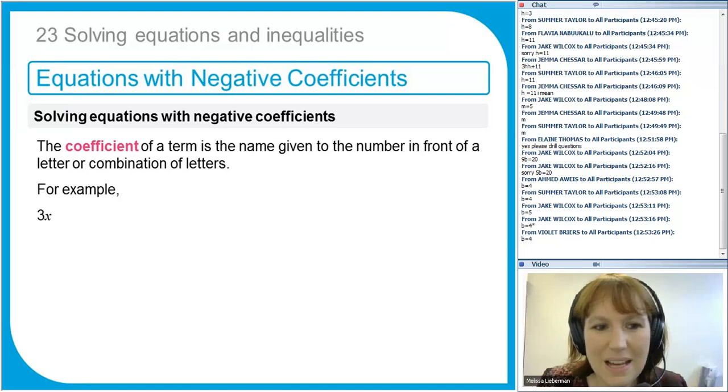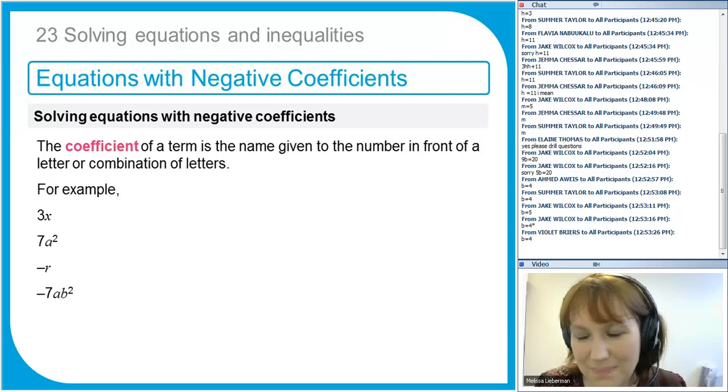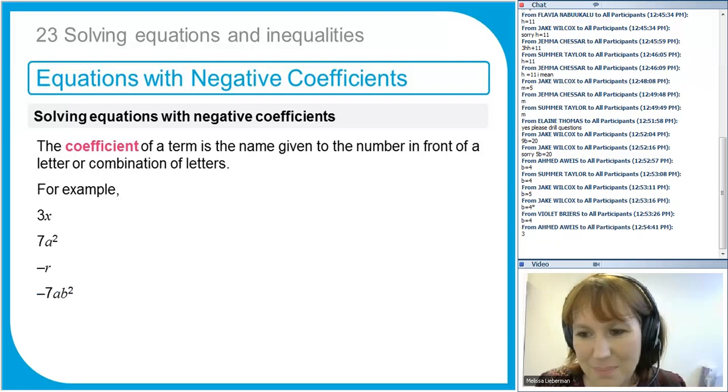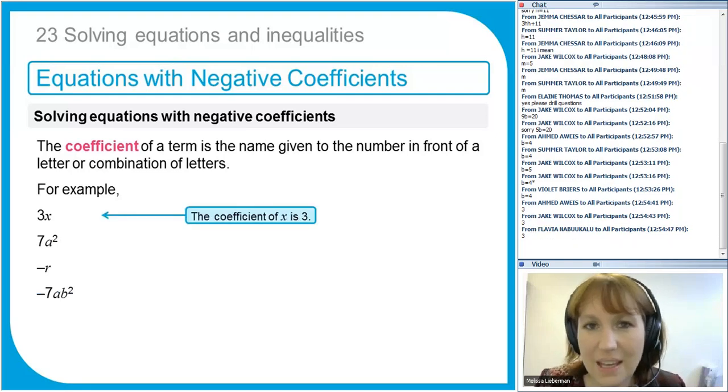So supposing we had a number or term like this. So here's an example of some numbers. This is just to show you what the word coefficient means. So if I have 3x, what is the coefficient of 3x? Type it on the screen and we'll have a look. So it's the perfect, Ahmed, well done. Jake, yes. It's just the number that's in front of the letter. So the coefficient of 3x is 3.